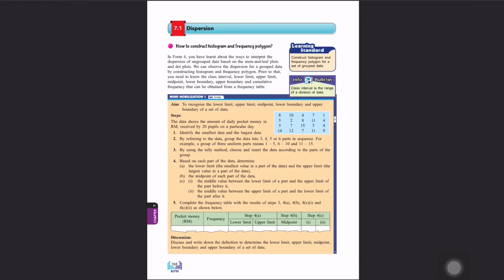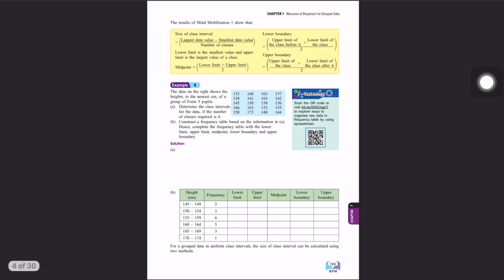First we look at dispersion. The learning standard for today is to construct a histogram and frequency polygon for a set of group data. Before that, we need to know how to determine the size of class interval. You take the largest data value minus the smallest data value, divided by the number of classes. For example, if you want 5 classes, you divide by 5.